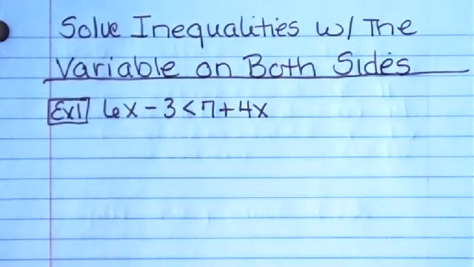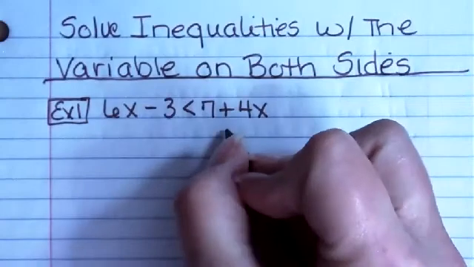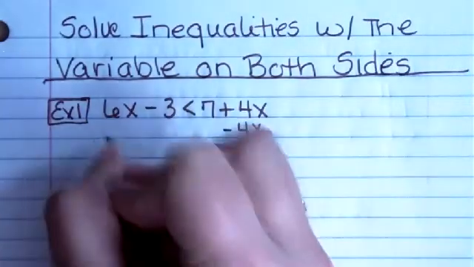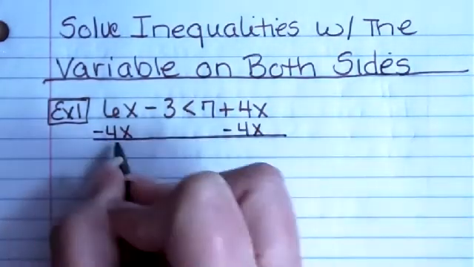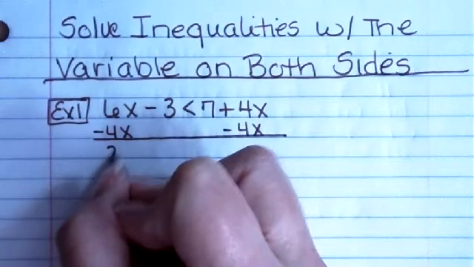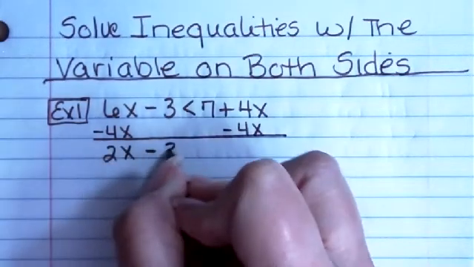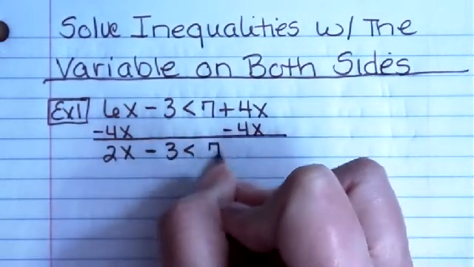So our first inequality, sample 1, is going to be 6x minus 3 less than 7 plus 4x. Now when we're working these problems, because you have x on both sides, let's put the x's on the left side and the constants on the right. So I'm going to subtract the 4x from both sides. I got 6x minus 4x, which is 2x, minus 3, less than 7.